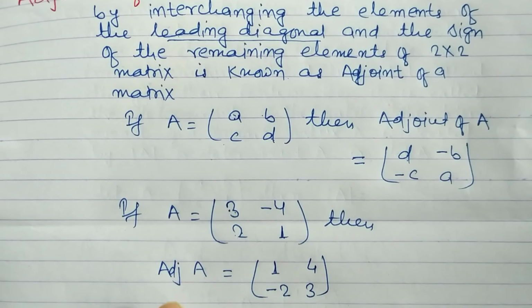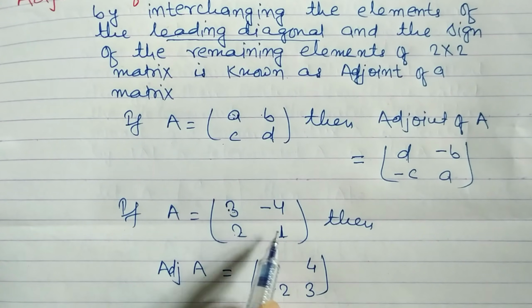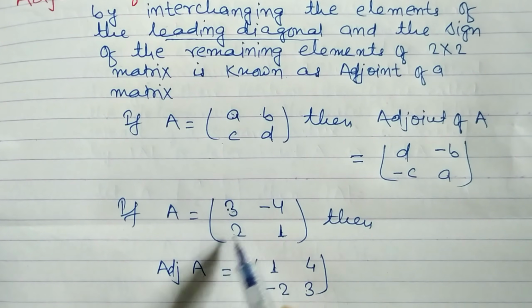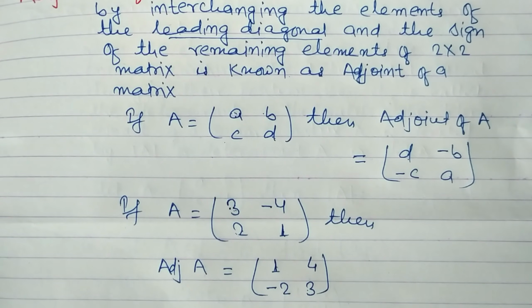Hope you understand how to find adjoint A. Main diagonal, we change the elements. In the place of 3, we write 1. In the place of 1, we write 3. You can see we interchange. And non-diagonal, we change the sign. If negative, we write positive. If positive, we write negative. Hope you understand this adjoint of a matrix.